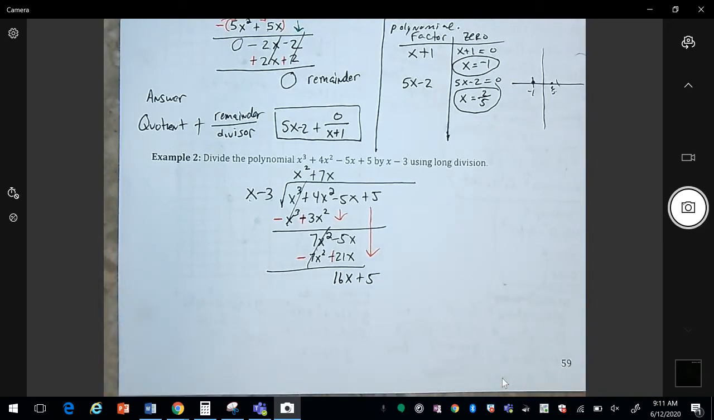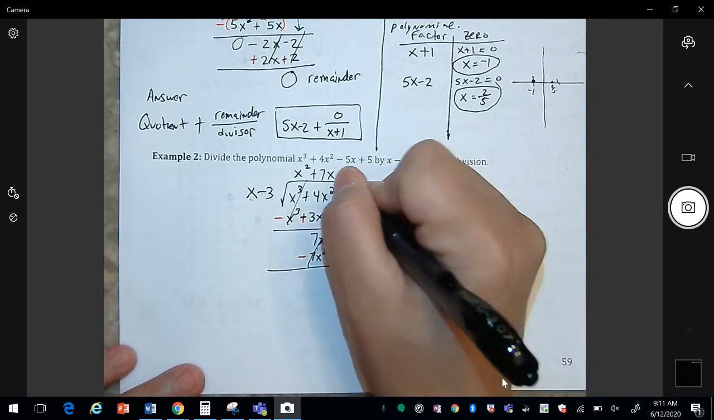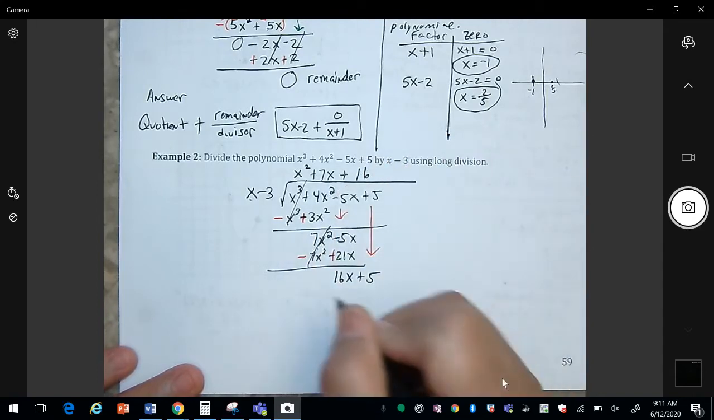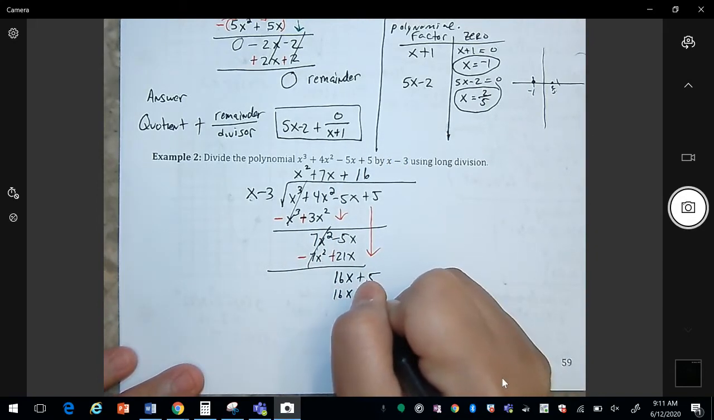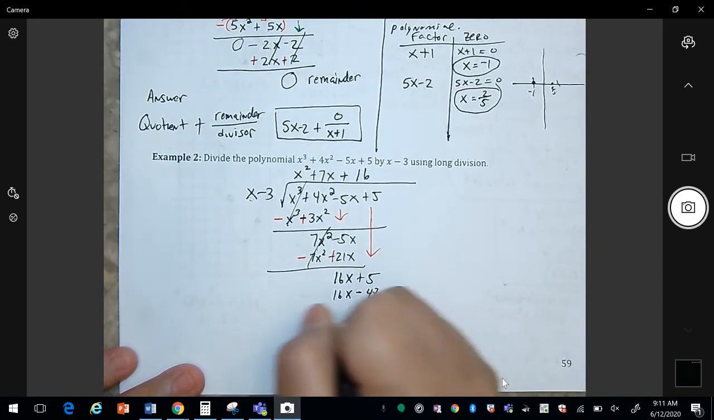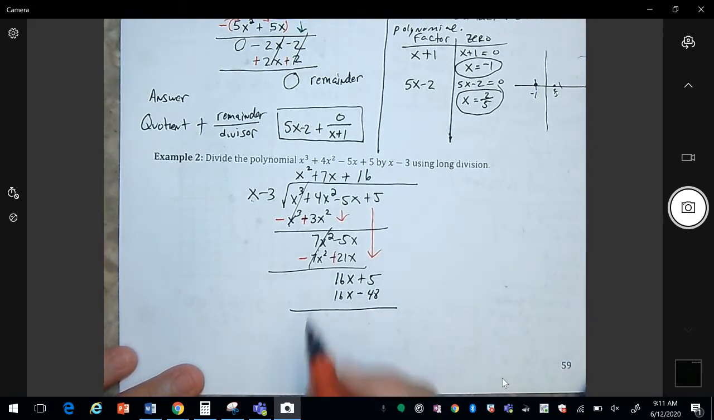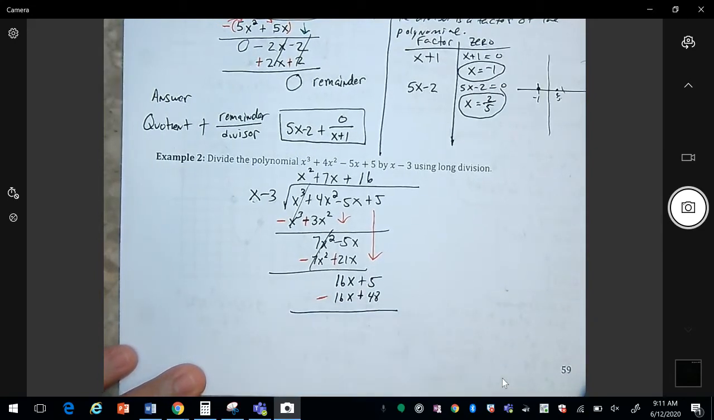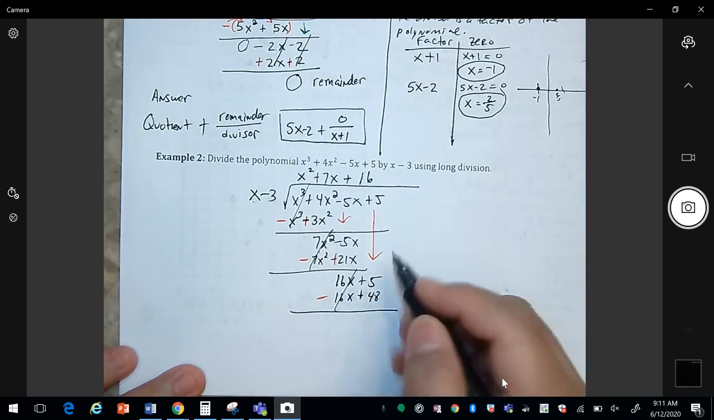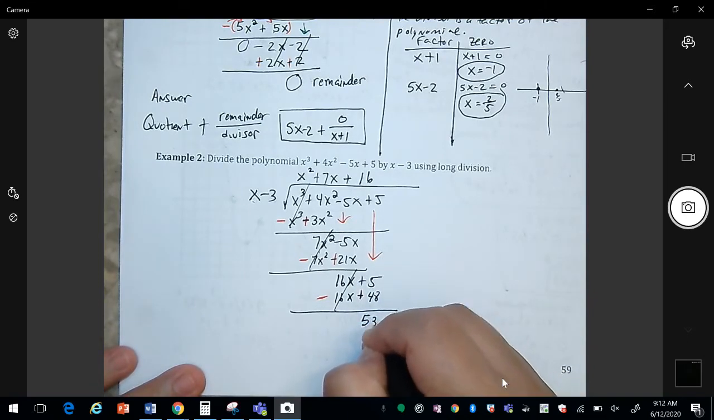How many times does x go into 16x? That's going to be 16. 16 times x is 16x minus 48. Change the sign. So this cancels, and then we get 53.